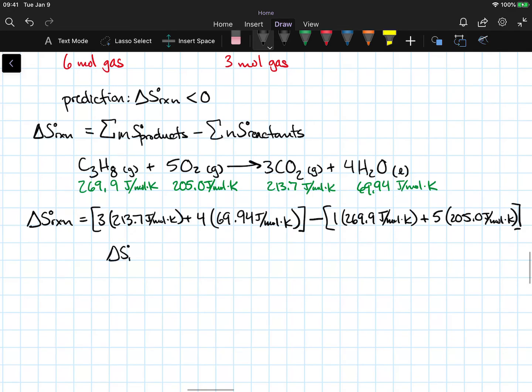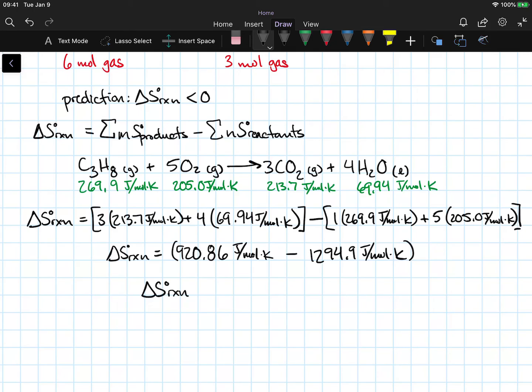You get delta S naught of reaction. The product side, the left-hand side here, is equal to 920.86 joules per mole Kelvin, minus the reactant side, which was 1294.9 joules per mole Kelvin. And again, we can plug those into our calculator. We should get negative 374.04 joules per mole Kelvin.